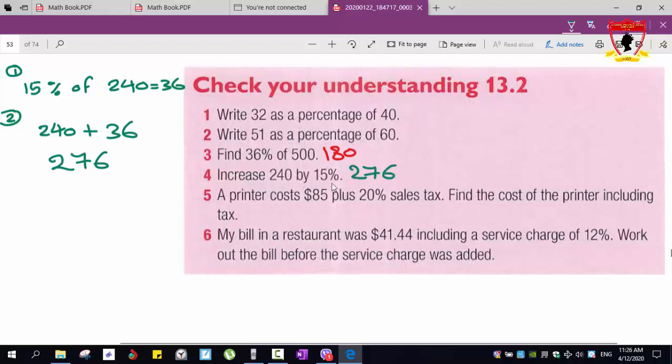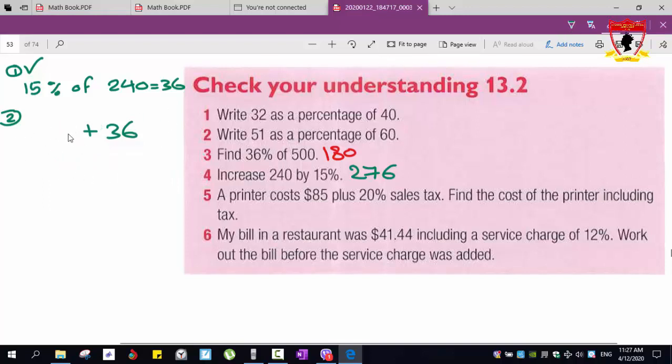We increased the 240 by 15%. What if the question said decrease? The first step doesn't change, it's the same. The second step will be subtraction, not addition, in case the question said decrease, not increase, or reduce.